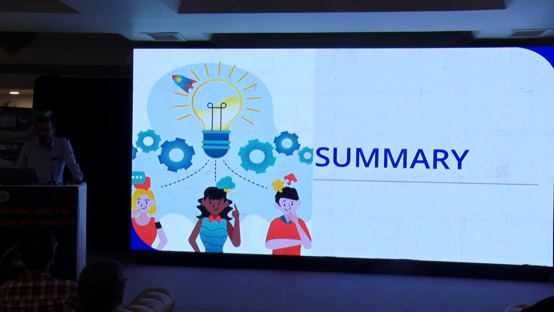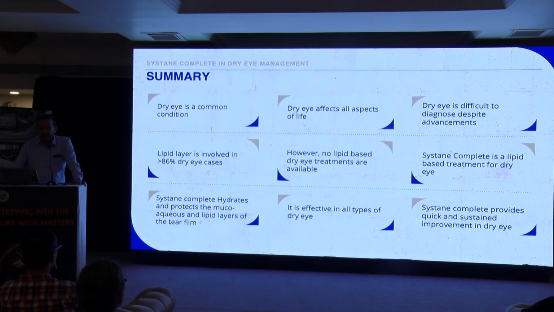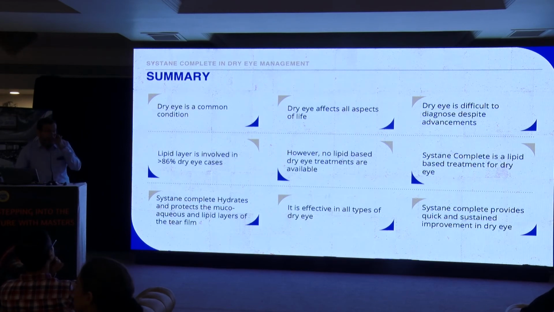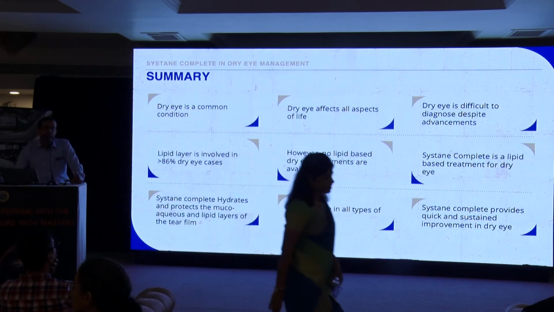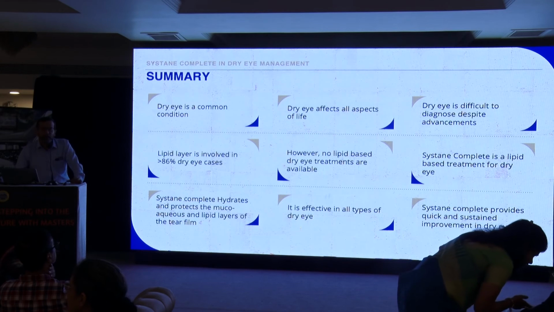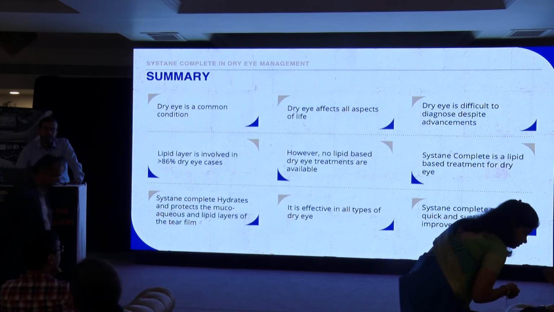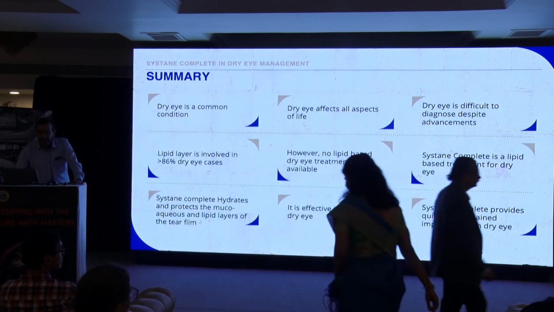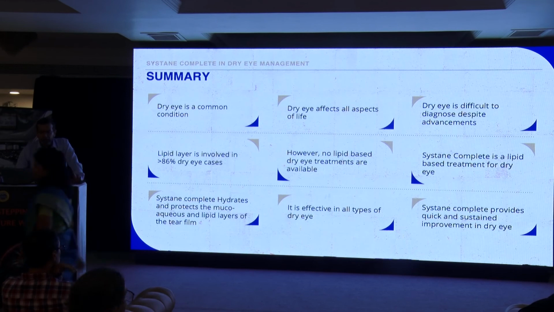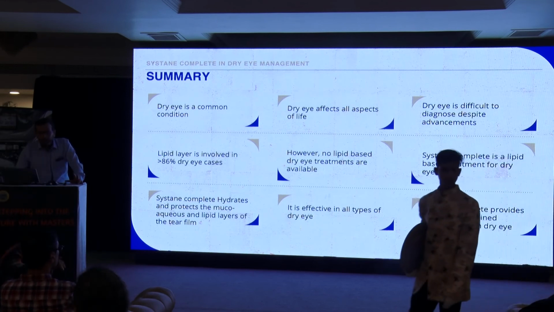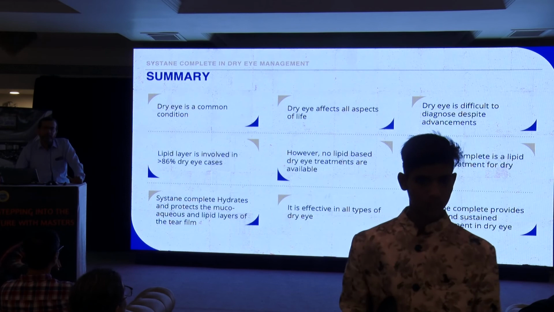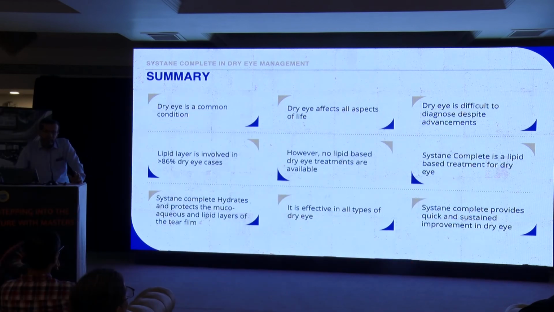So in summary, dry eye is a common condition which affects practically all aspects of a patient's life. It can reflect poorly on an excellently done refractive or cataract surgery. It's difficult to diagnose, but it's important to find the difference between aqueous layer deficiency and lipid layer deficiency. And using a tear substitute which hydrates the eye and at the same time improves the lipid layer can definitely go a long way in the treatment of this lipid layer deficiency.